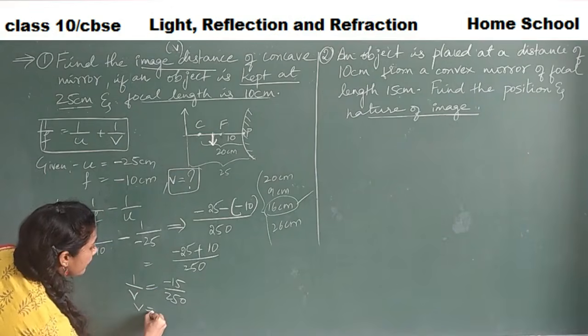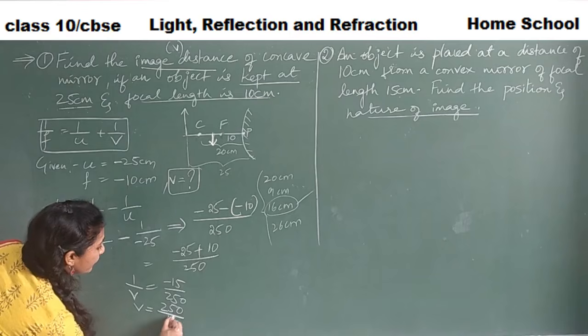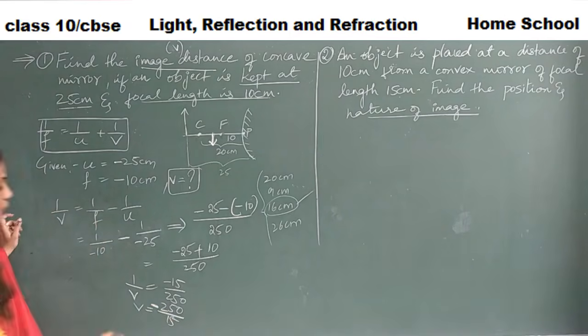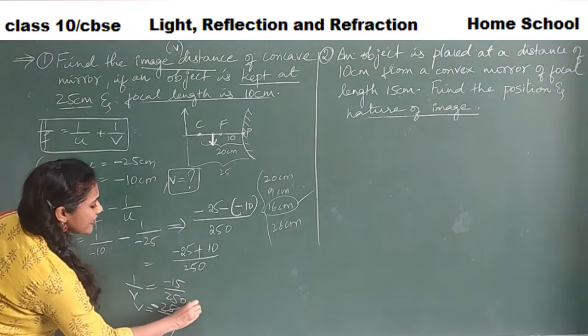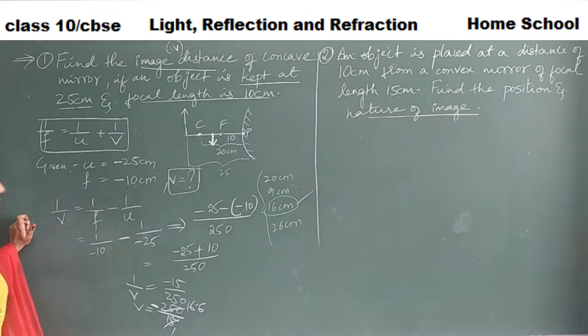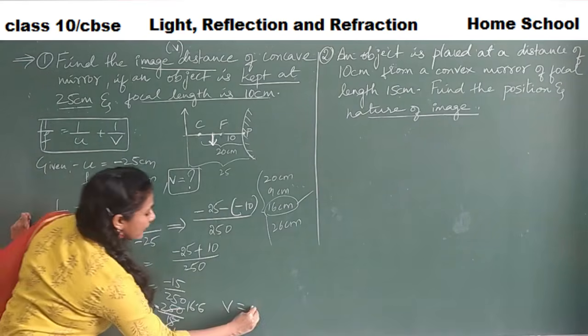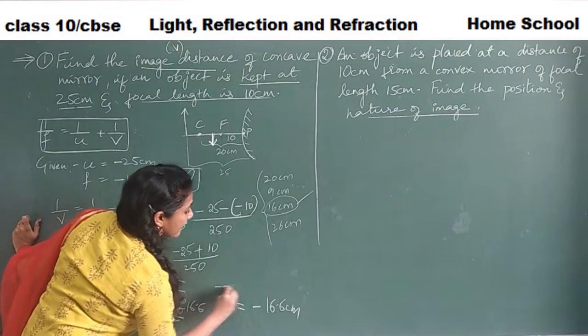So v is equal to minus 250 divided by 15, right? So how much do you get here? Almost you will get 16.6. Okay, so what is your answer? v is equal to minus, you shouldn't forget, minus 16.6 centimeter.